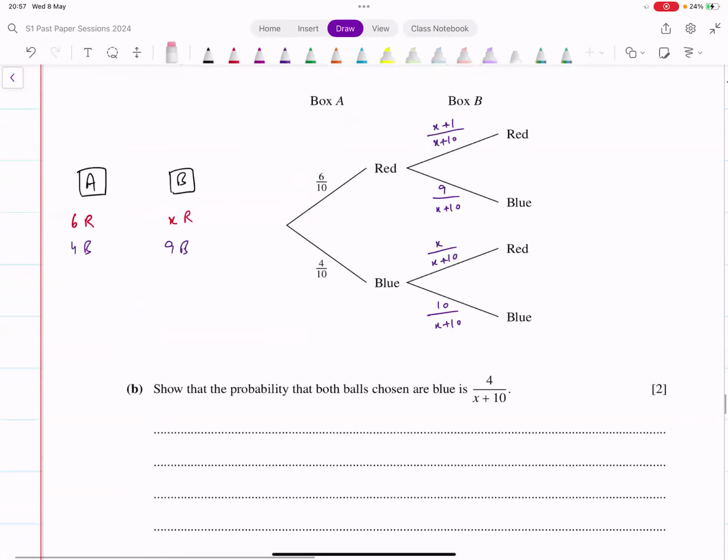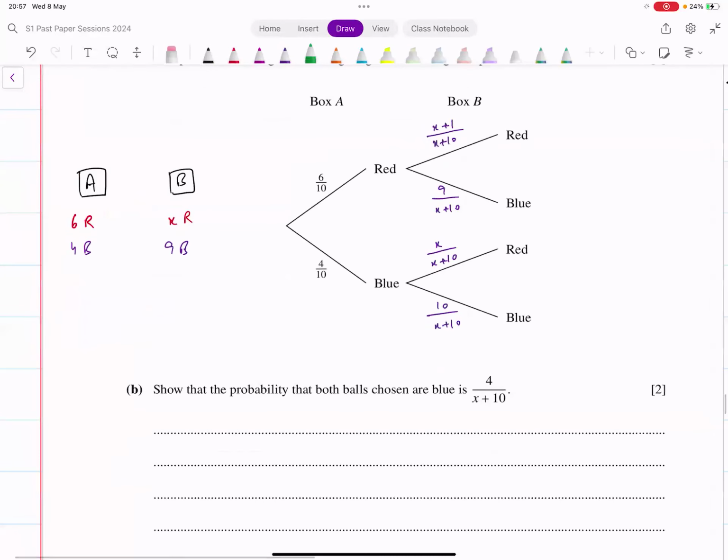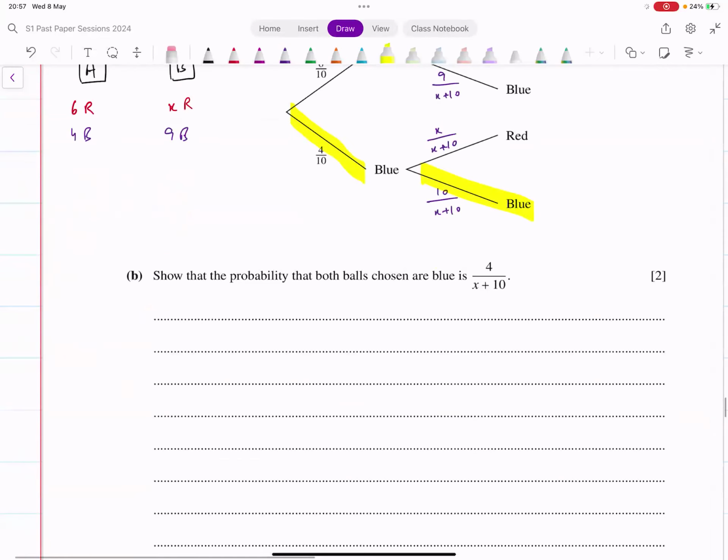Now it says, show that the probability that both balls chosen are blue is 4 over X plus 10. Both chosen are blue. What does that mean? You have blue the first time and blue the second time. Just multiply those two: 4 over 10 into 10 over X plus 10. 10 and 10 get cancelled, and you have 4 over X plus 10. That's the second part. Fairly straightforward once you have the tree diagram there.